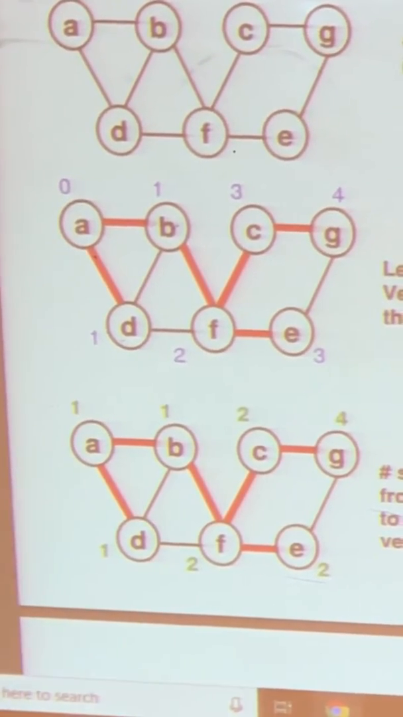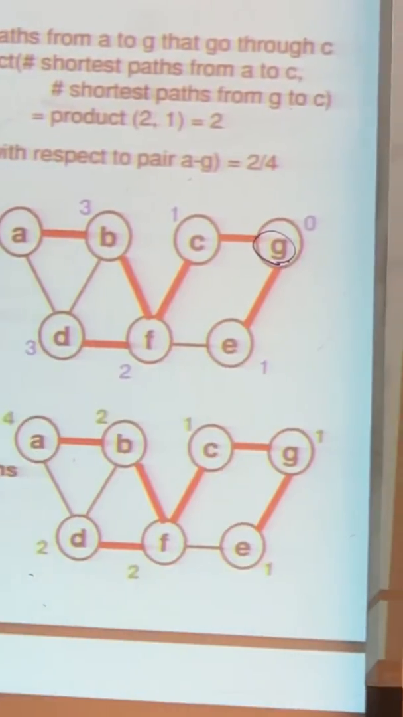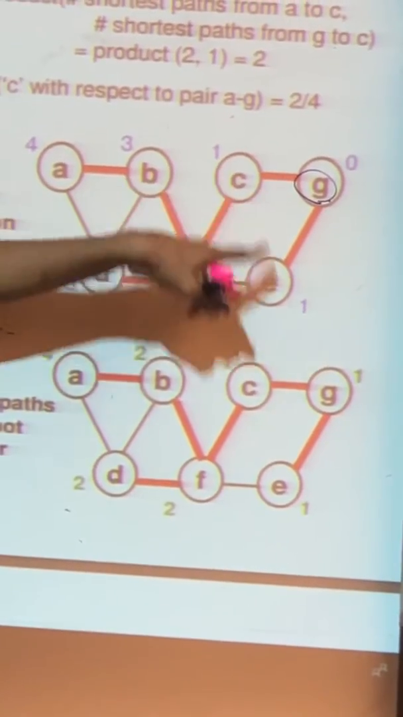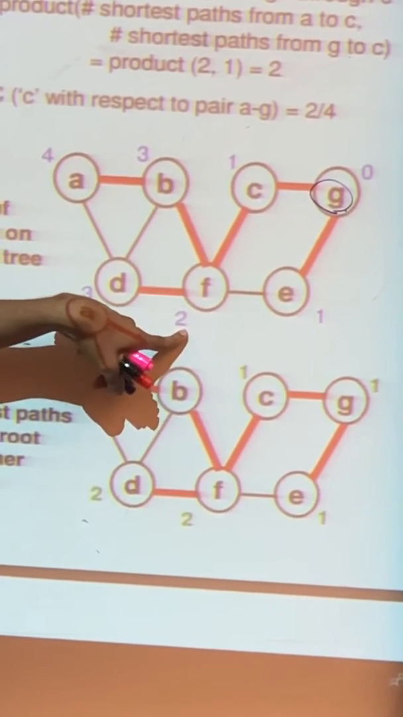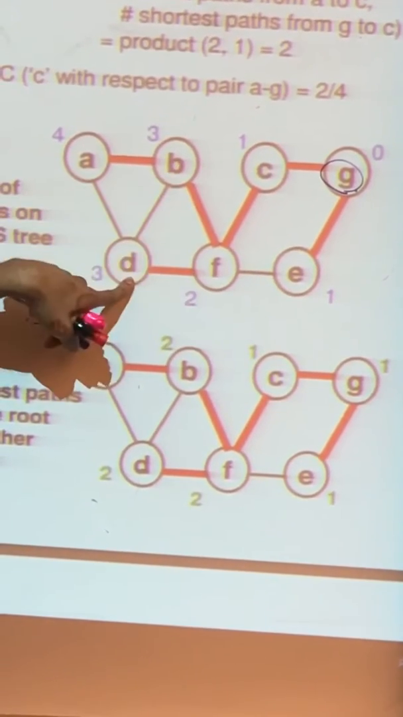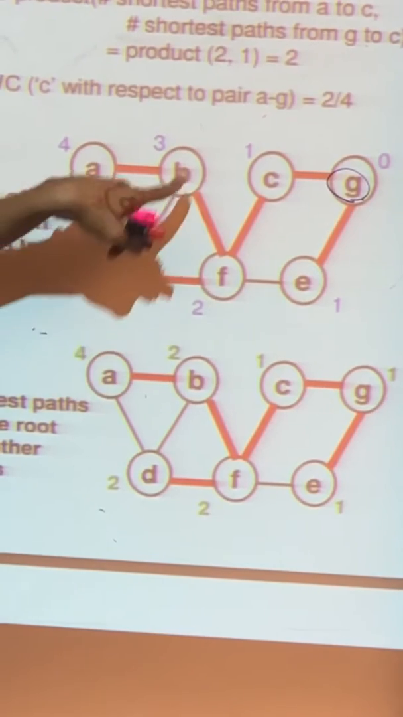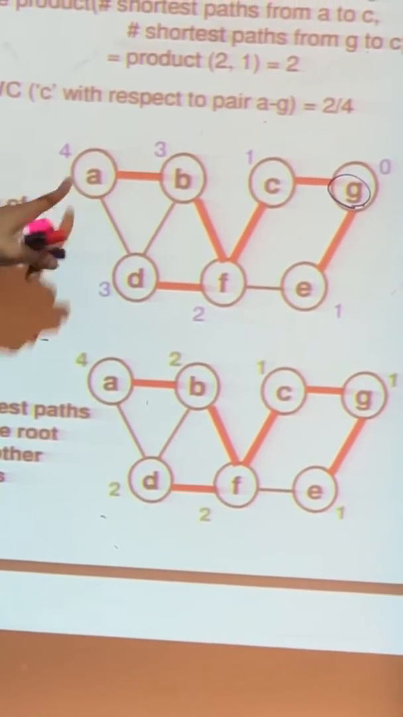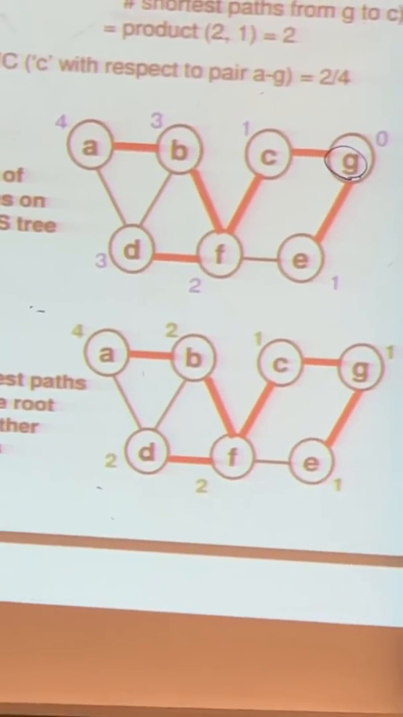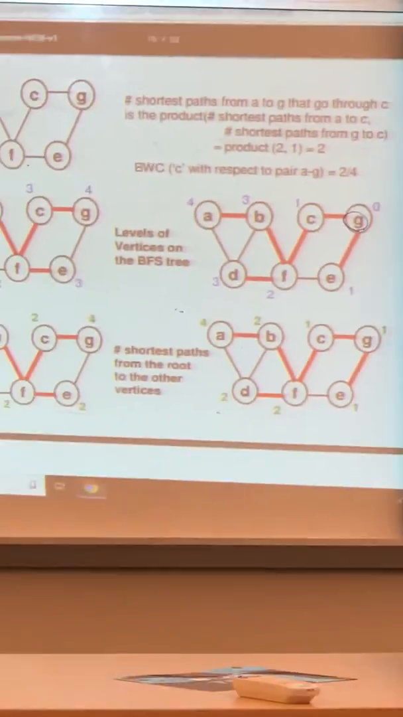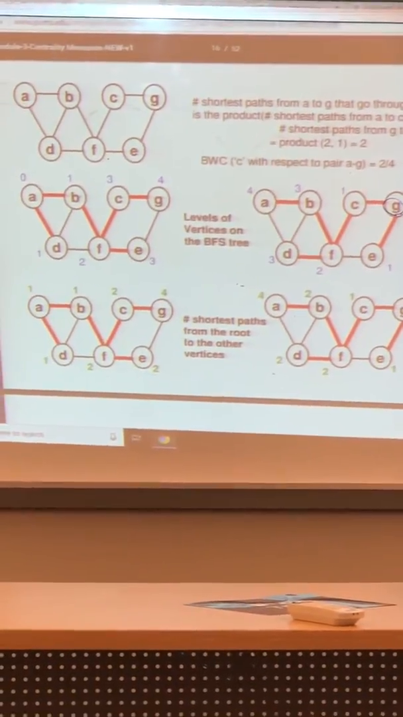Now do the same thing, find the level numbers of the vertices starting from G. So G is said to be at level 0, its two neighbors are at level 1. Then based on vertex C, F is at level 2. Then based on F, B and D are at level 3. Then based on B, A is at level 4. So these are the level numbers of the vertices. We did this several times in the first module also. Okay? So that's the first step.